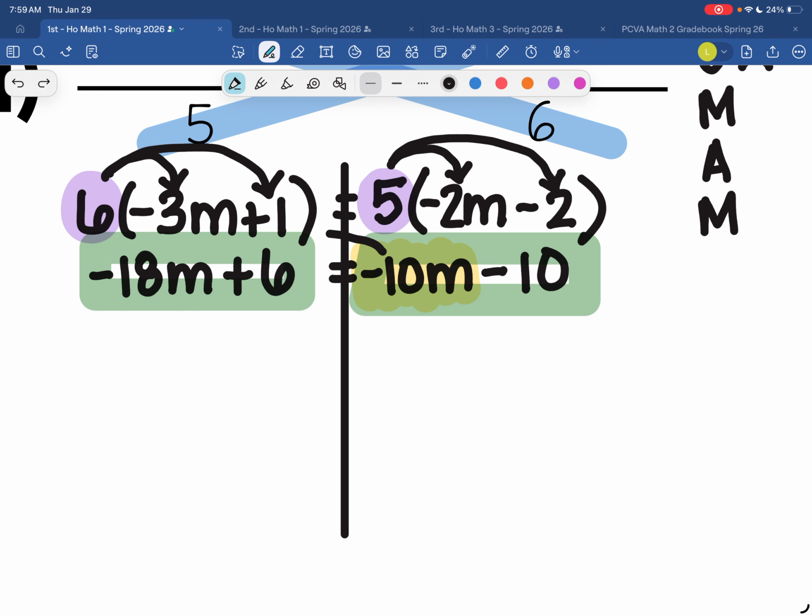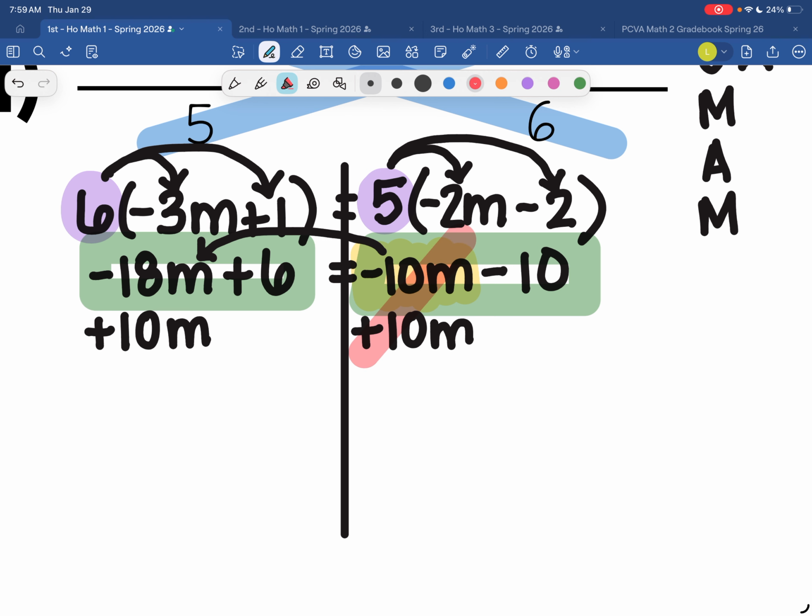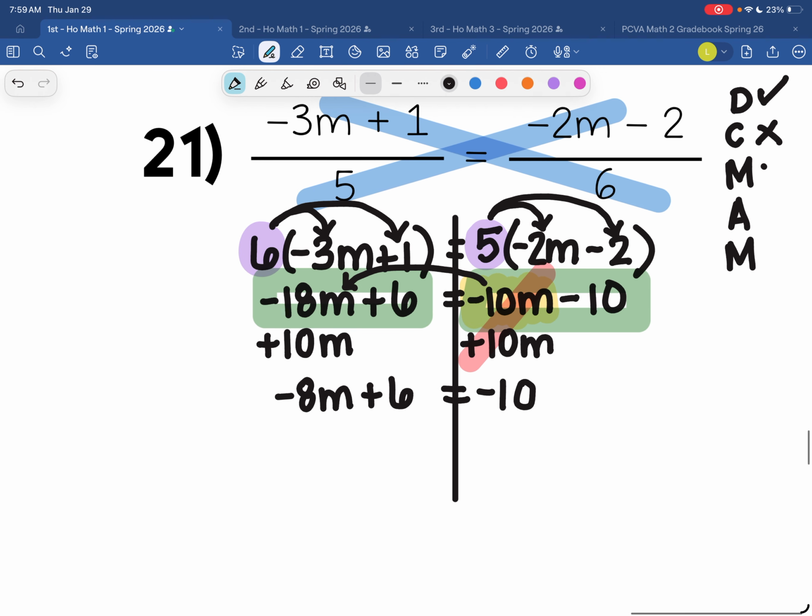And once we move it across the equal sign, we're going to have to do that inverse operation. We're not going to multiply or divide, but because it's negative, we are going to add 10m. And by doing that, we now have the variables together that we can combine. So right here, this negative 10m and positive 10m goes away. If I combine negative 18m and 10m, that gives me negative 8m plus 6. And that's going to equal negative 10 because the m has now moved over and we've combined it. So remember, when you move the variable over, you have to inverse it.